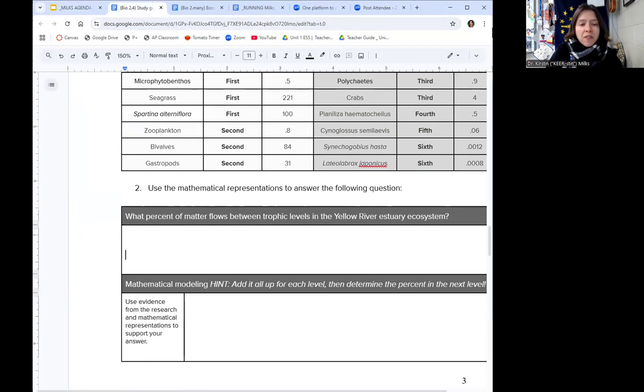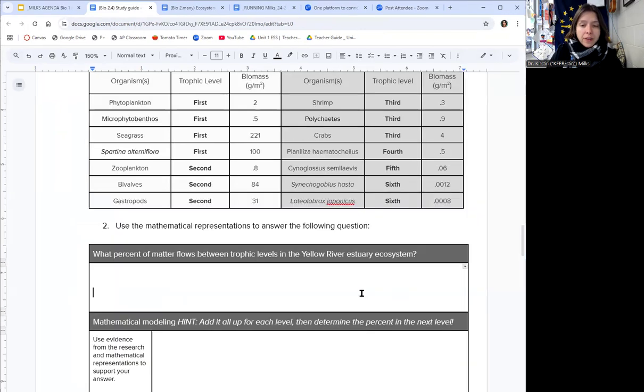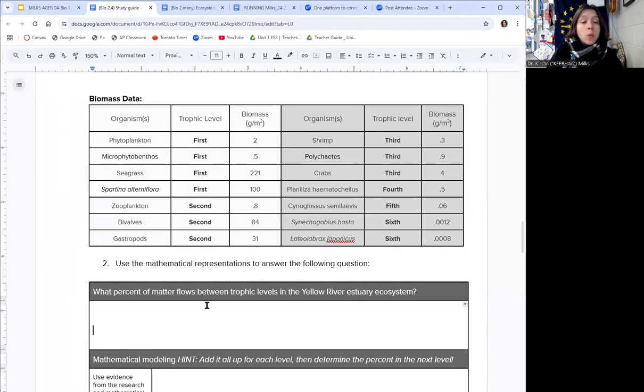What percentage of matter flows between trophic levels in this ecosystem? So what you're going to do to figure that out is look at the total amount of biomass. You're going to add up all of the biomass that's in the first trophic level, right? So you're going to add all of that up. And then you're going to figure out what percentage of this total amount moved from here. And that's how you're going to calculate it.